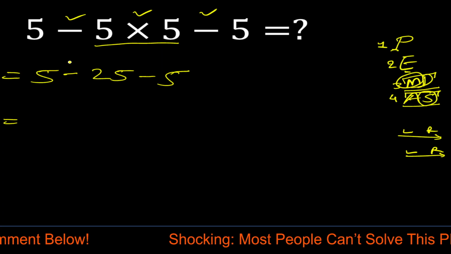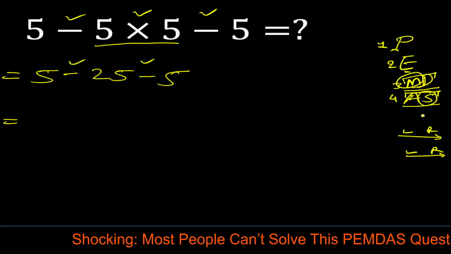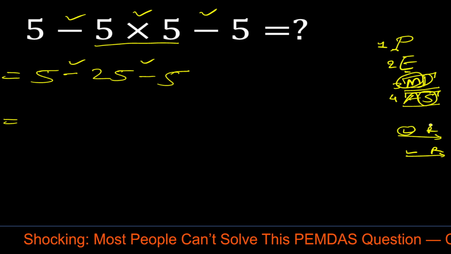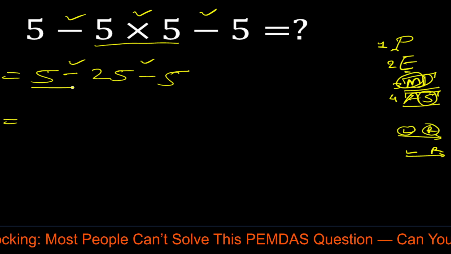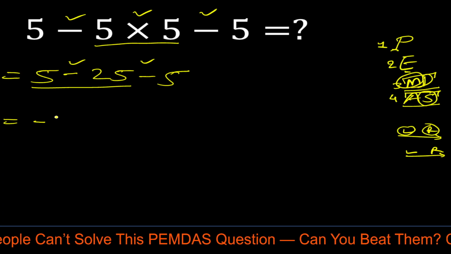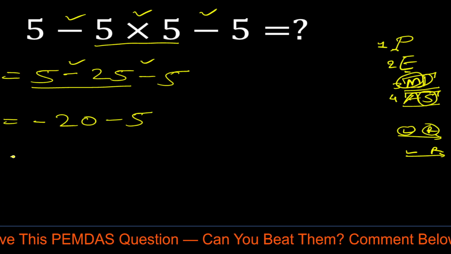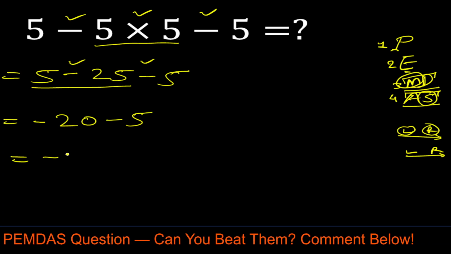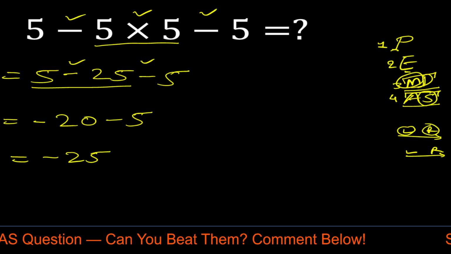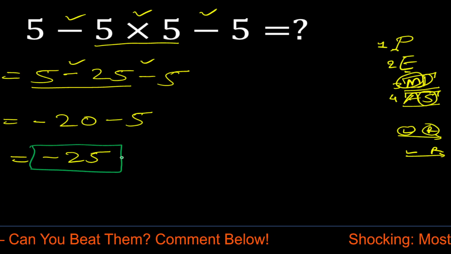So now here we have subtraction and here subtraction, and both have equal priority. So we have to solve it from left to right. So first we have to solve this subtraction. So 5 minus 25 is equal to minus 20 minus 5. So minus 20 minus 5 is equal to minus 25, right? So the correct answer is minus 25.